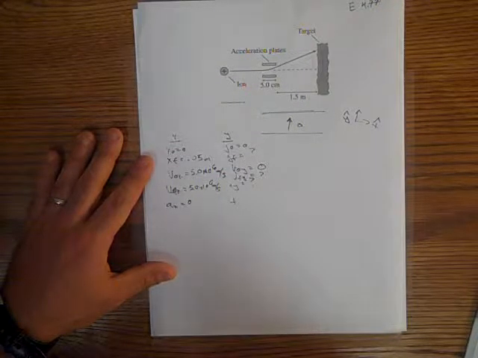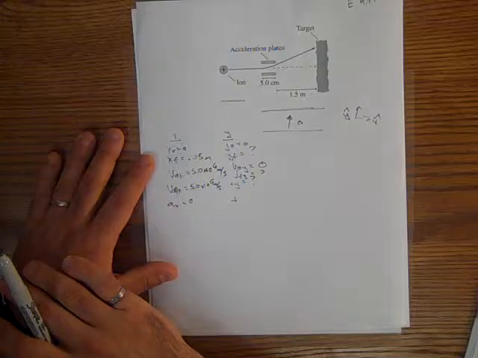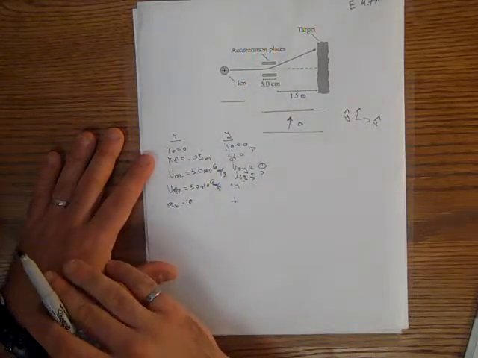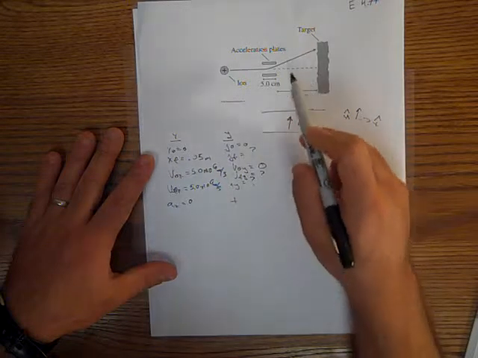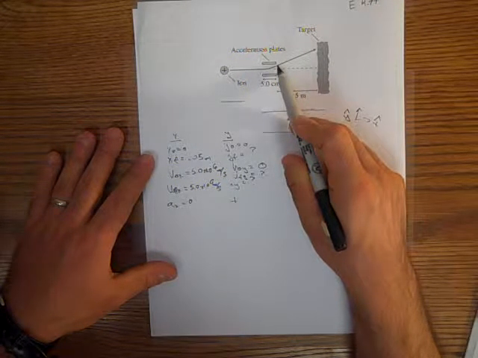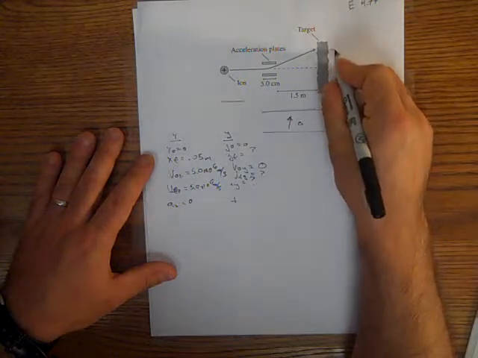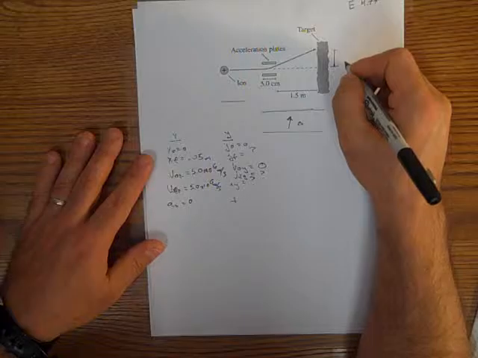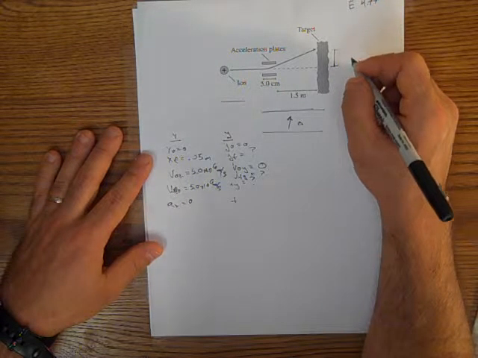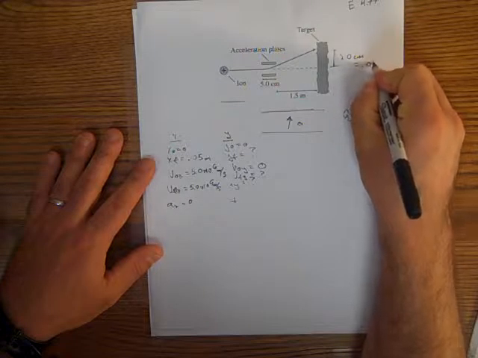But this is kind of interesting, right? Because after we get through the plates, I have to line up the trajectory such that I hit the edge of the target here, and they said that this is 2.0 centimeters, which is 0.02 meters.